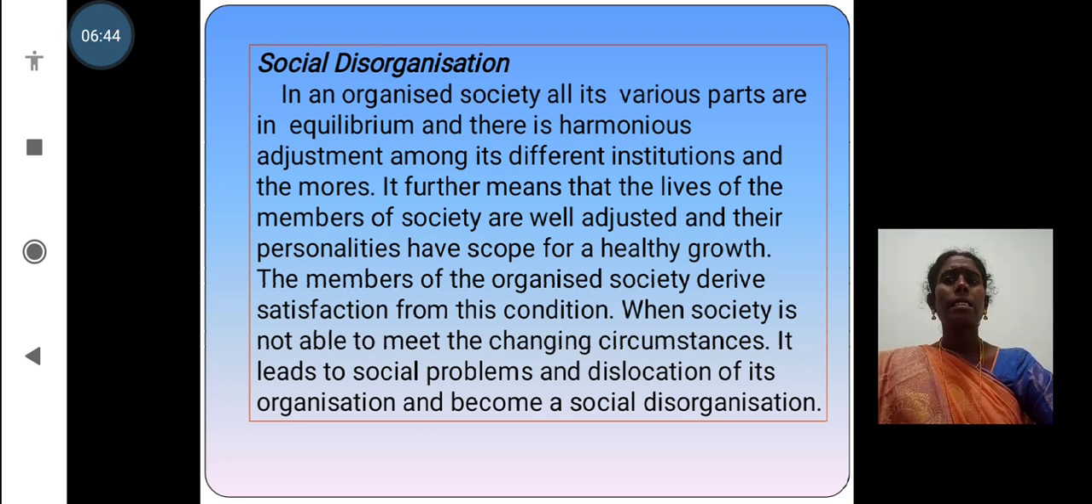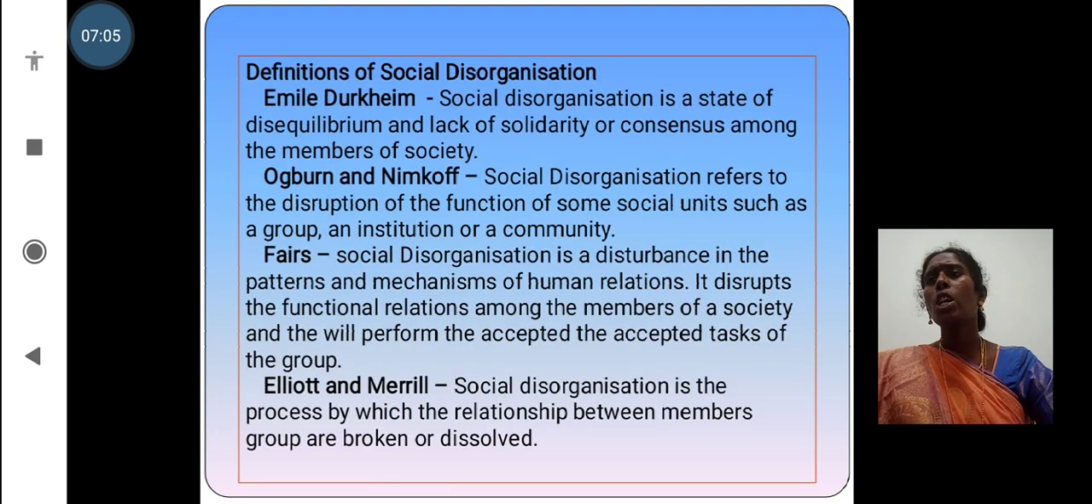The members of the organized society derive satisfaction from these conditions. When society is not able to meet the changing circumstances, it leads to social problems and dislocation of its organization, and becomes social disorganization. So wherever the society does not get satisfaction and there is no change for any circumstance, at that time the society will be disorganized. Definitions of social disorganization.